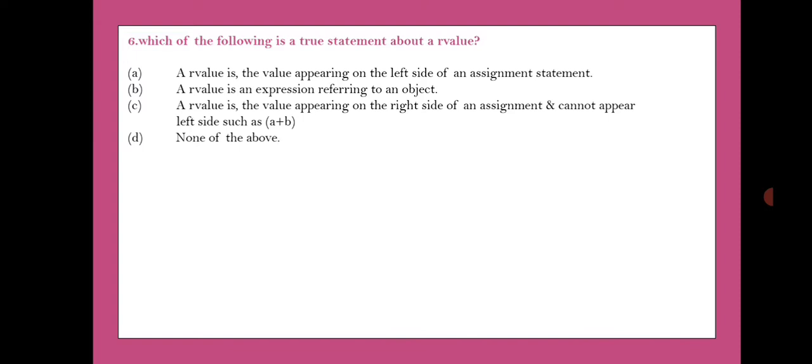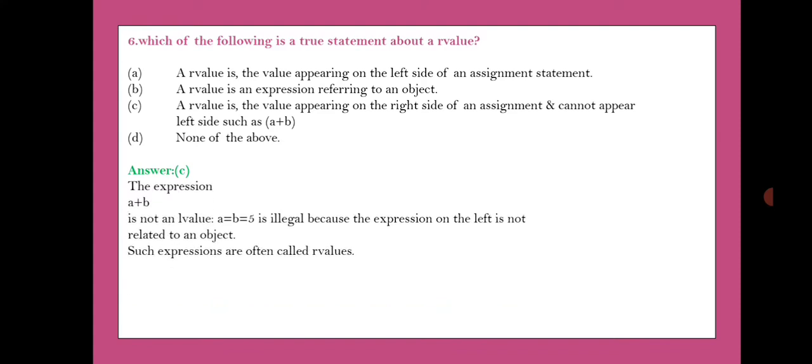So we discussed L value and R value in our embedded C FAQ session. Right, the expression A plus B is not an L value. A plus B equal to 5 is illegal because the expression on the left is not related to an object. So such expressions are often called R values. Hence an R value is the value appearing on the right side of an assignment and cannot appear on the left side, such as A plus B. So hence the answer is C.